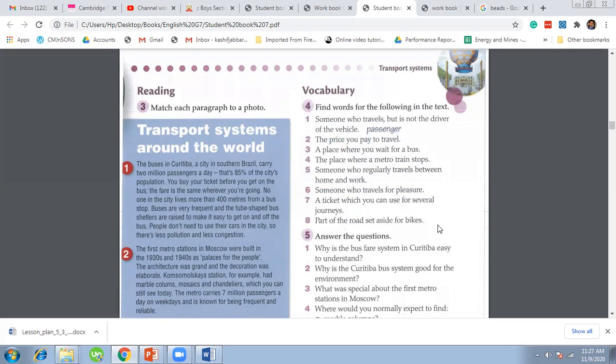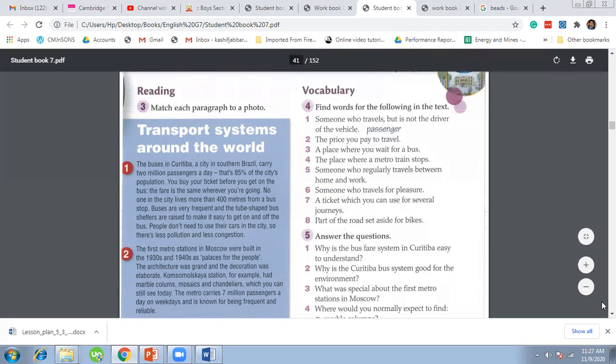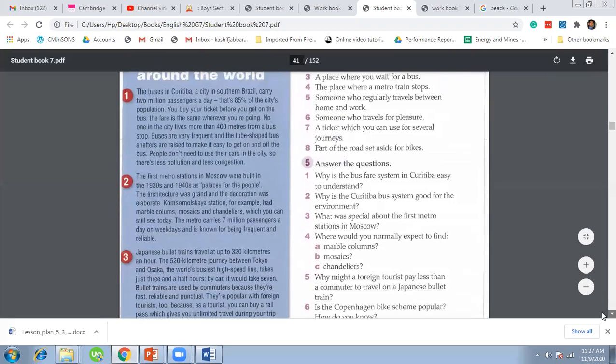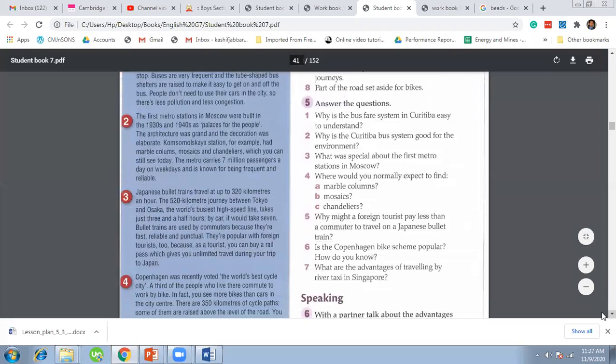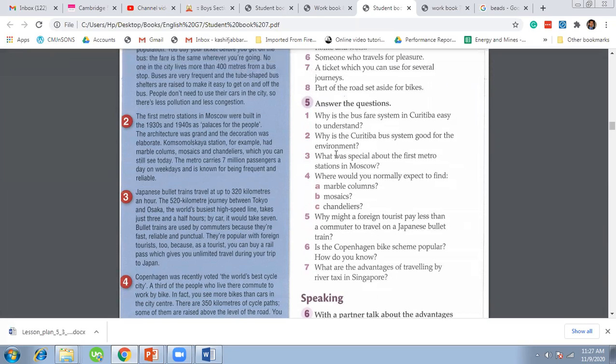Complete this question here on the book, or if you want to write on your notebook, it's up to you. Then question number 5, it is mandatory to write the answers to this question on your notebook, right? So why is the bus fare system in Curitiba easy to understand?